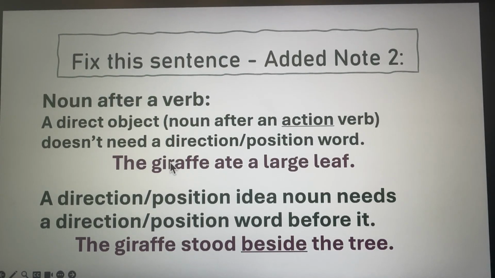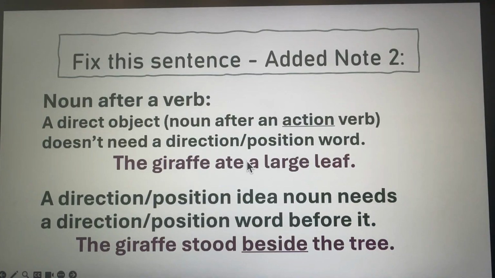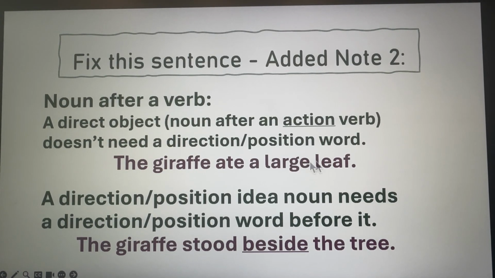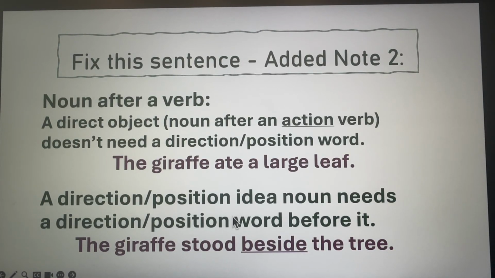This is the action, and something happens to the leaf. The giraffe does something to the leaf, so there's no position word needed here. But a direction or position idea noun needs a direction or position word before it. The giraffe stood beside the tree. Beside shows the position the giraffe is in, but the giraffe is not doing anything to the tree. Here, the giraffe was doing something to the leaf. So it didn't need a position or a direction word.